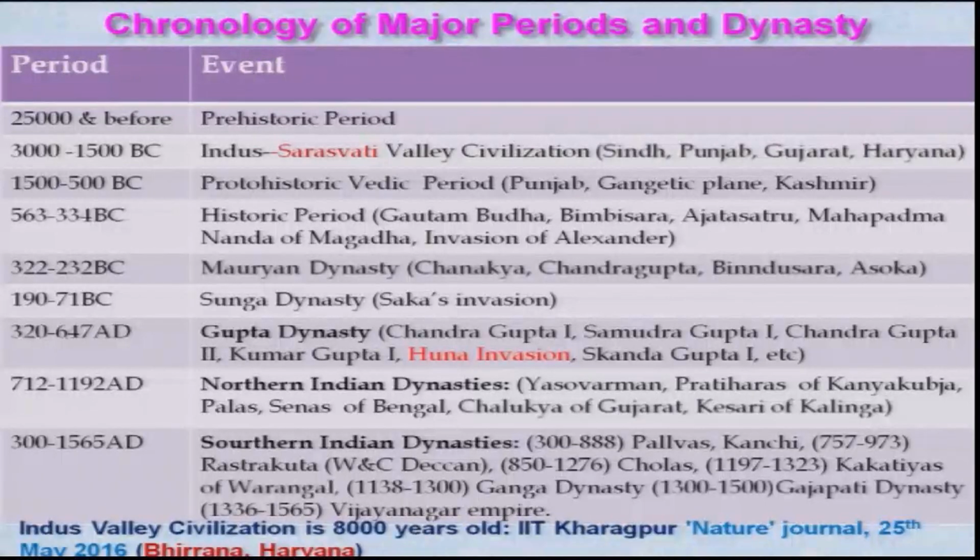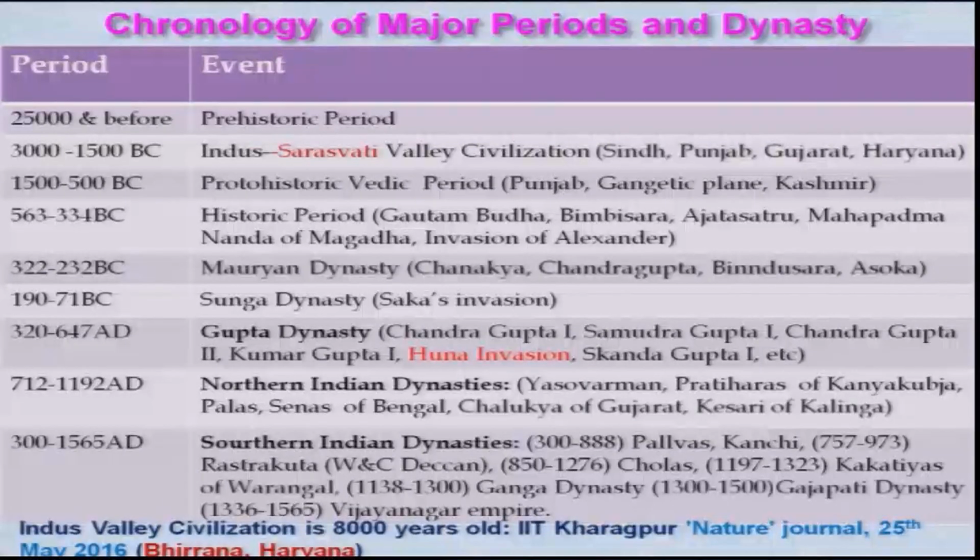And 320-647 is the Gupta dynasty, which is the golden era of our history, what people talk about. Several kings came up and did wonderful work, like Chandragupta I, Samudragupta, Chandragupta II, Kumaragupta, and during that time the Huns invaded our country, and that was also repulsed, and of course there are other kings like Skandagupta. Later on, of course, 712 to 1192 in northern India, there are several dynasties, no single dynasty as such.